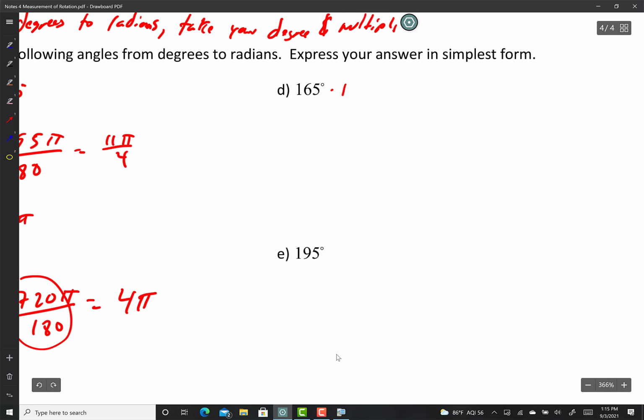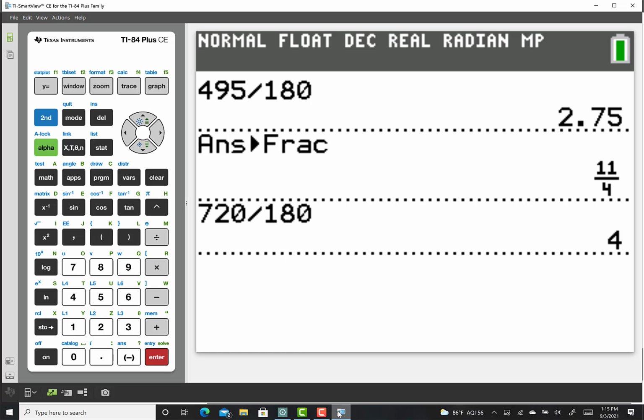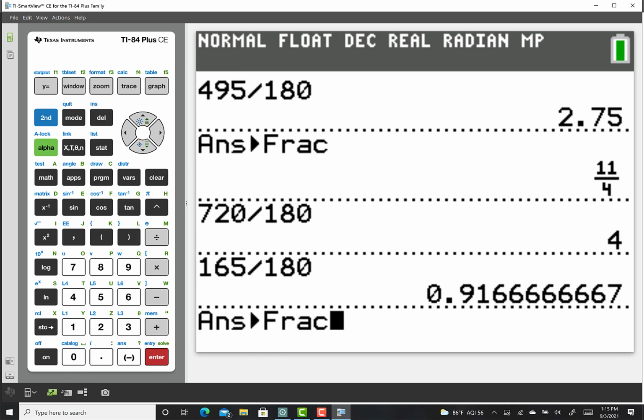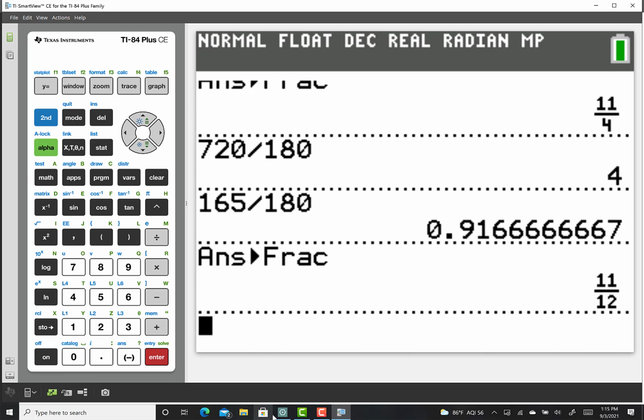So 165 times pi over 180. So 165 pi over 180. I'm going to tell my calculator 165 over 180 and then reduce it. So 165 over 1, oh, look at that, I put an extra. 165 divided by 180, enter. Math, fraction, enter. 11 pi over 12.